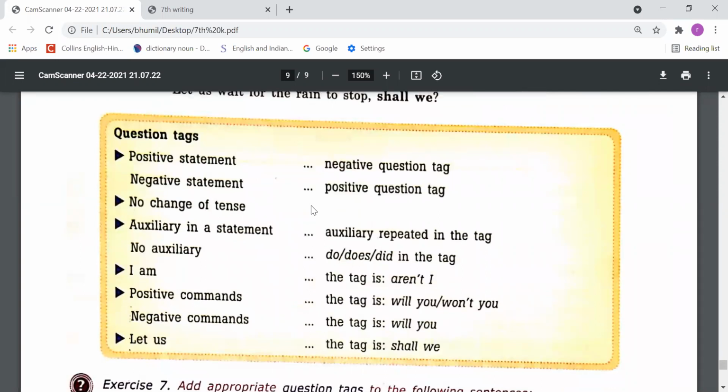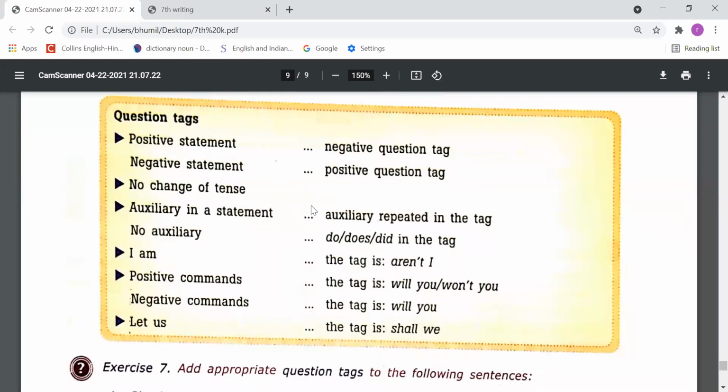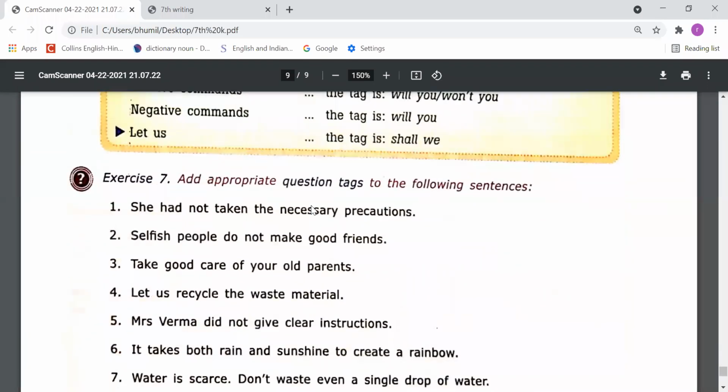Revision of question tags. Positive statement, negative question tag. Negative statement, positive question tag. No change of tense: the auxiliary in the statement is repeated in the tag. If there is no auxiliary, we have to use do, does, or did. I am, the question tag is aren't I. Positive commands, the question tag is will you or won't you. Negative commands, the question tag is will you. Let us, shall we. Remember these points, and on the basis of this understanding, you have to do this exercise.